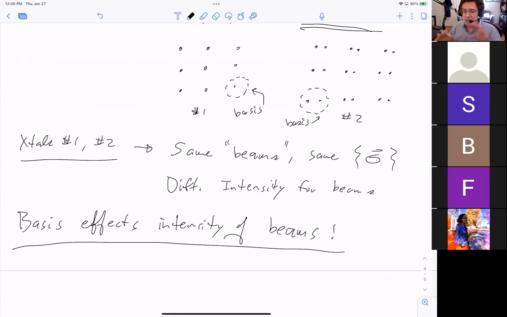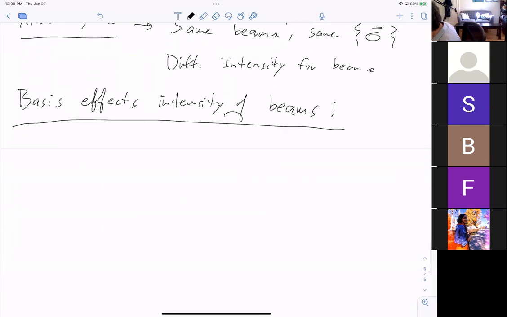And so they both will have the same reciprocal lattice, the same beams coming out in the same directions, but the difference is that the intensity of the beams will be different. So the basis affects the intensity of the beams, not the number of beams or the direction of the beams, but the intensity. So how does that work? Okay, let's derive it. The way to see this is to derive the structure factor.